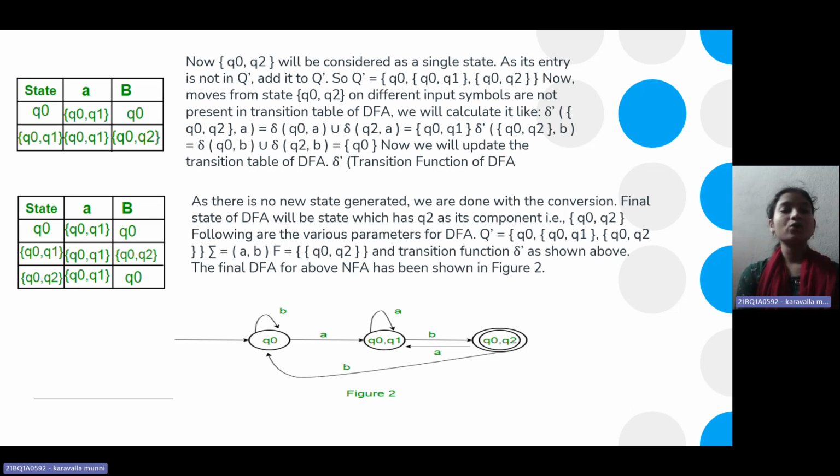As there is no new state generated, we are done with the conversion. The final states of the DFA will be the states which have Q2 as a component, that is Q0Q2. Following are the various parameters for the DFA: Q equals Q0, Q0Q1, Q0Q2. Here A and B are the terminals and F is the final state. Q0Q2 is the final state. With the transition function as shown above, the final DFA for the above NFA is as shown in the figure.